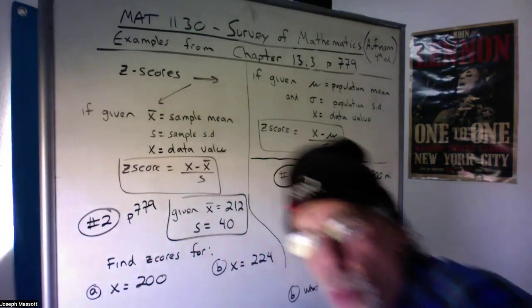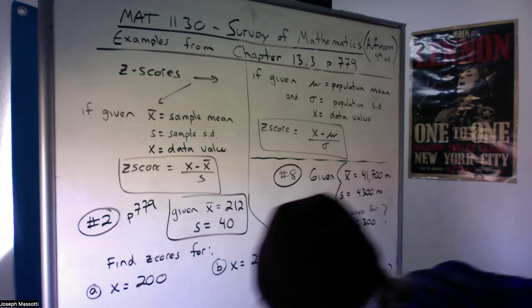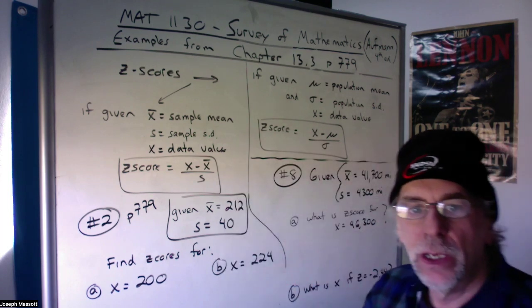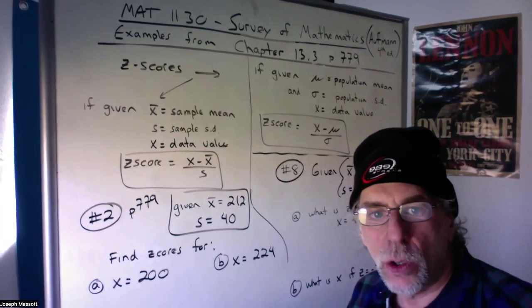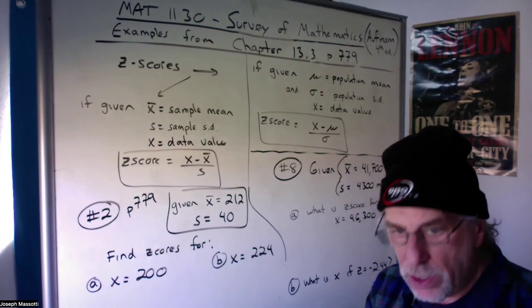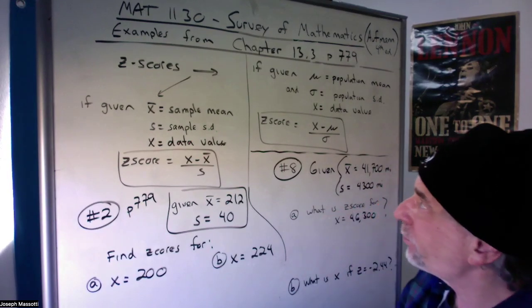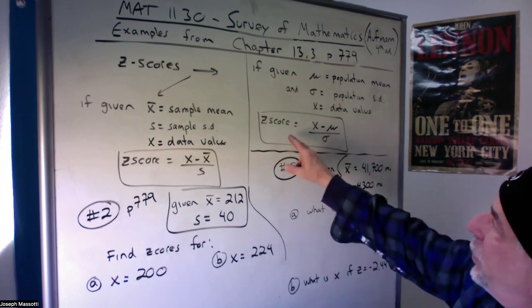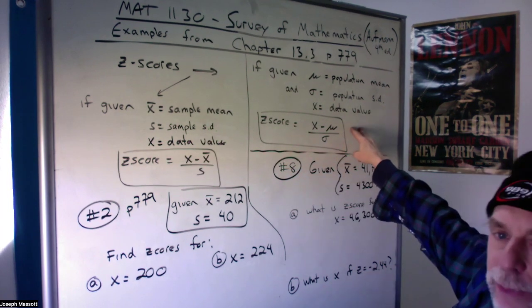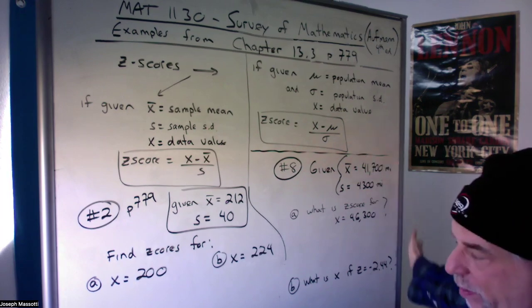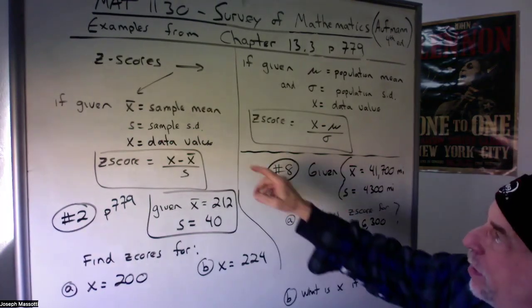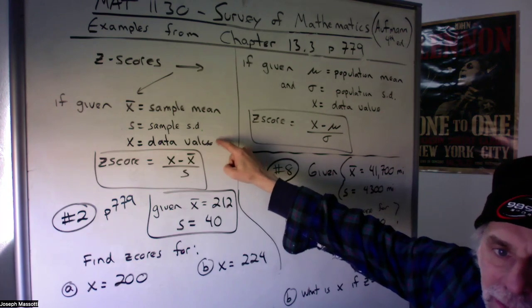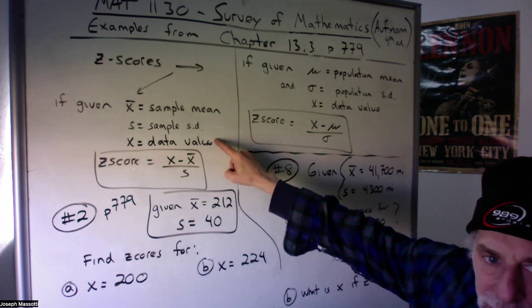All right, on to 13.3. The last section to be covered has to do with something called z-scores. Now, a z-score is given two different ways, depending on if you're given information about a population or if you're given information about a sample. Most of the time, we're dealing with samples.